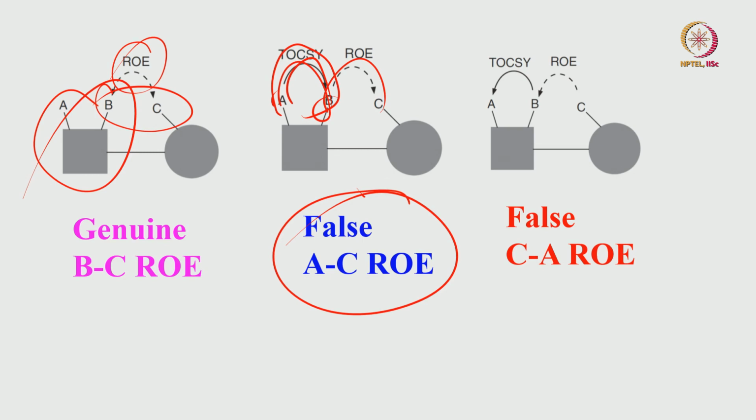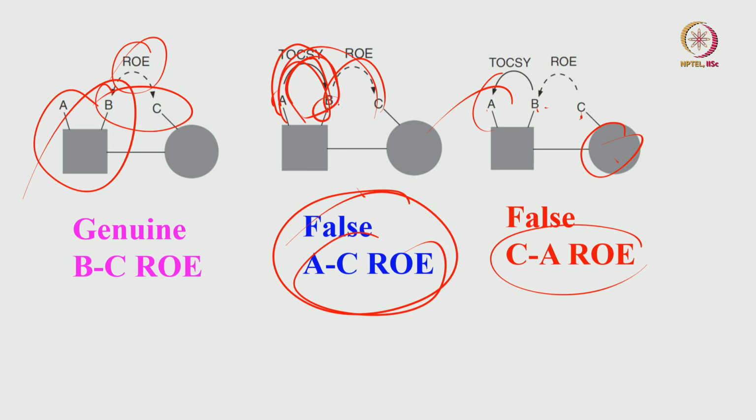Also it can so happen there is a transfer of magnetization from C to B and B to A, there is a TOCSY transfer, and then you will see as though a C to A ROE is there. Here you will see an A to C ROE because of transfer of magnetization this way, but it can go the other way, then you will see there is a ROE as if between C and A. These are all complications in ROESY.